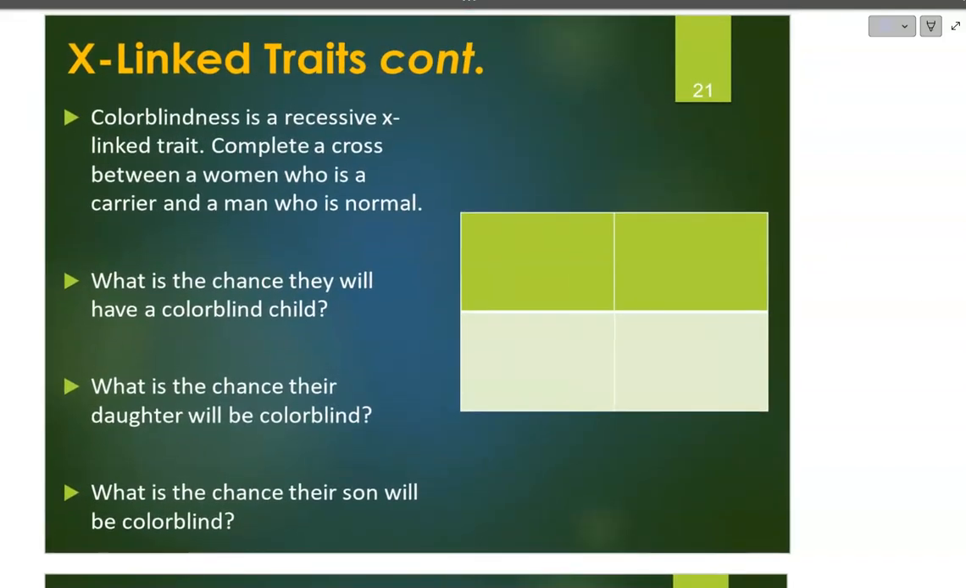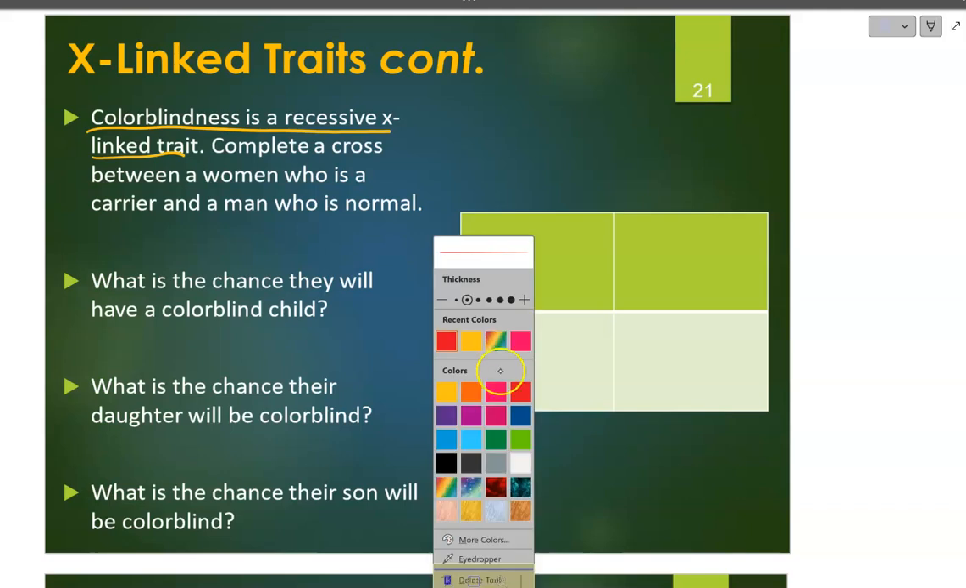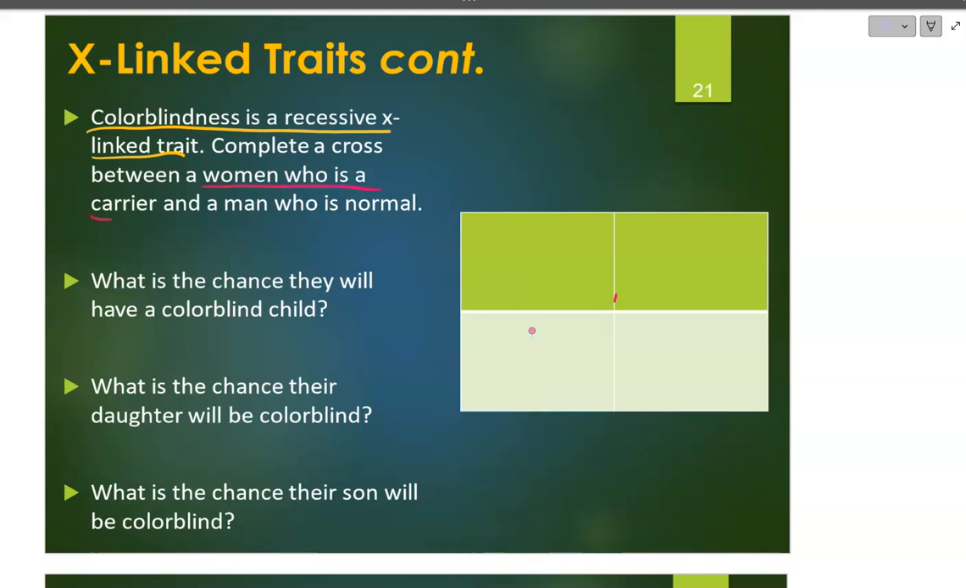All right, so let's go back to our color blindness example. So again, color blindness is X-linked, so it's on the X chromosome and it is recessive. So let's say we have a female, so mom, a woman who is a carrier. So she would be XX because she's a female, and she's carrying the trait, but she's not colorblind. Remember, color blindness is recessive. So she's carrying that trait, but then she has the dominant trait to cover that up. So she's not colorblind, but she's carrying the recessive trait for color blindness.